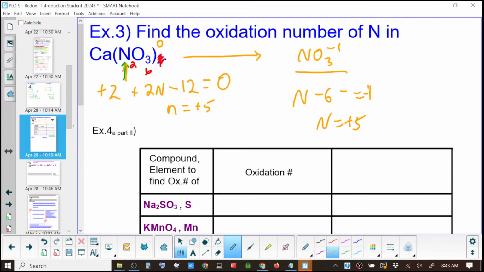Where did the minus 12 come from again? How many oxygens do we have in here if this is nitrate? 3. 3 inside the brackets, but knowing that there's 6. And then each oxygen is negative 2. Okay, 2 times 6, minus 12.